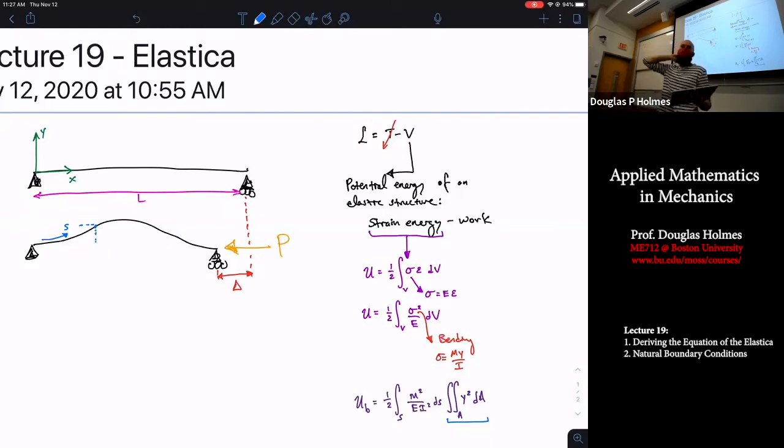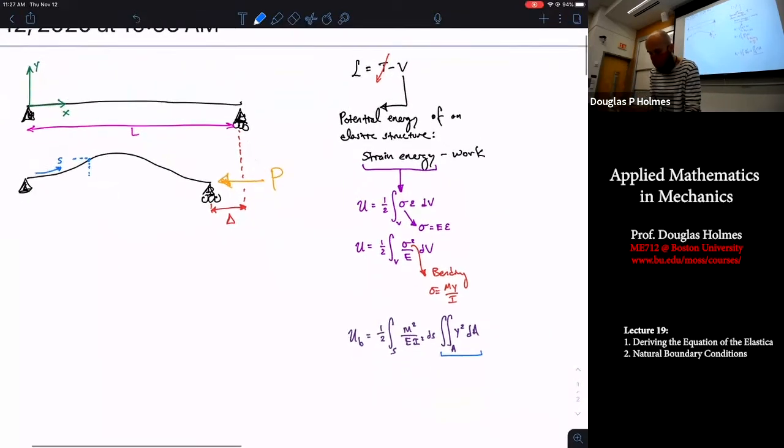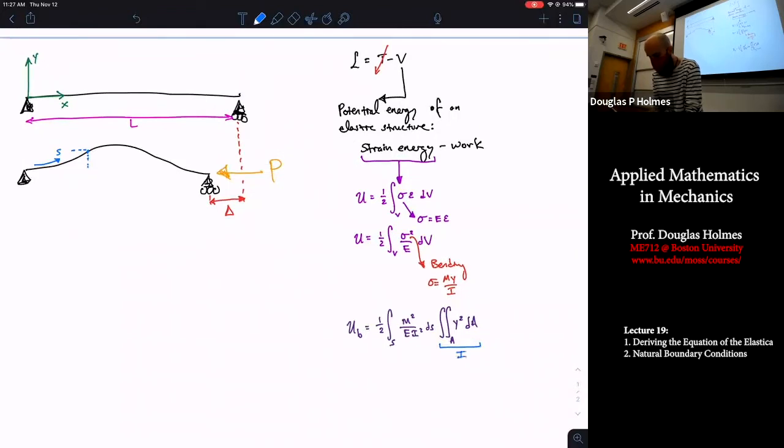It's like J, it's I. We're in Cartesian, we're in like a not polar framework. So this quantity, the double integral of y squared over A, is the second moment of area, going back to probably mechanics of materials stuff again. And so this is actually I. And so therefore, one of these I's cancels out with one of those I's, and you end up with 1/2 M squared over EI times ds.